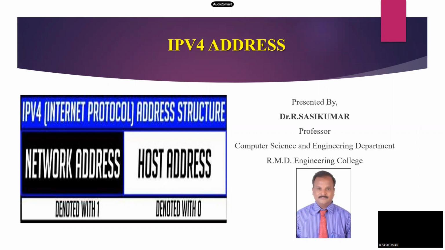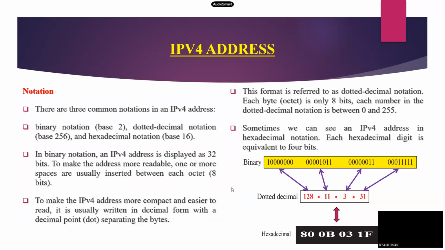IP version 4. IP is nothing but what? Internet protocol. V for version, the version 4 address. So the address structure can be divided into two parts. One is a network address, another one is a host address. So the network address is denoted with 1 and the host address denoted with 0. We will see the detailed explanation of IPv4.